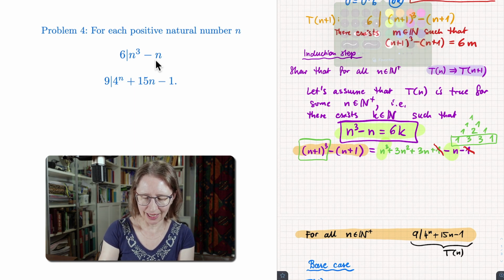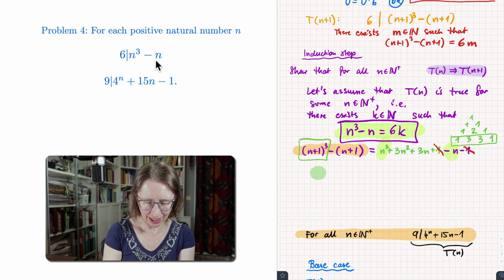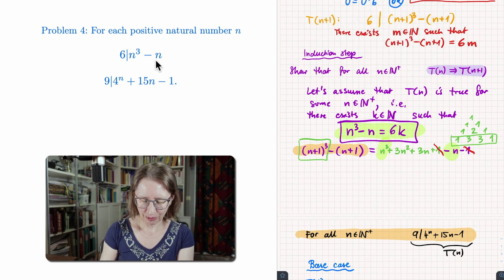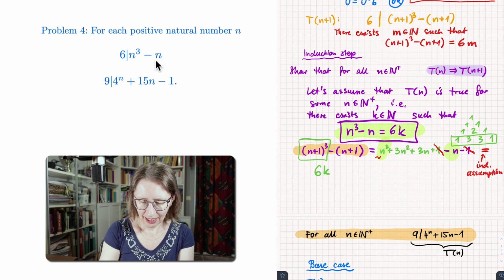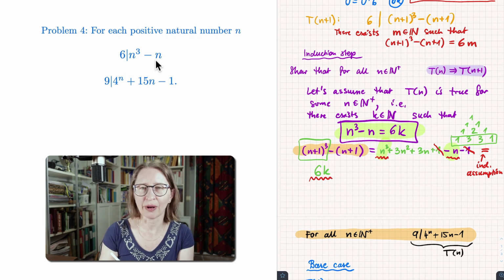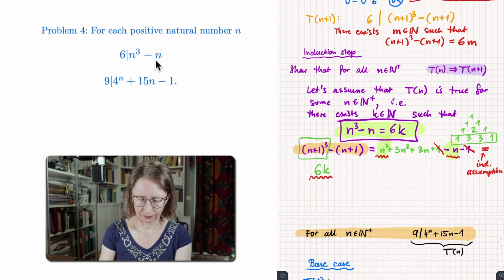So we can replace this piece here by 6k. You see what I have done here. Maybe I will write it down here, that I apply the induction assumption, that n^3 minus n is divisible by 6.